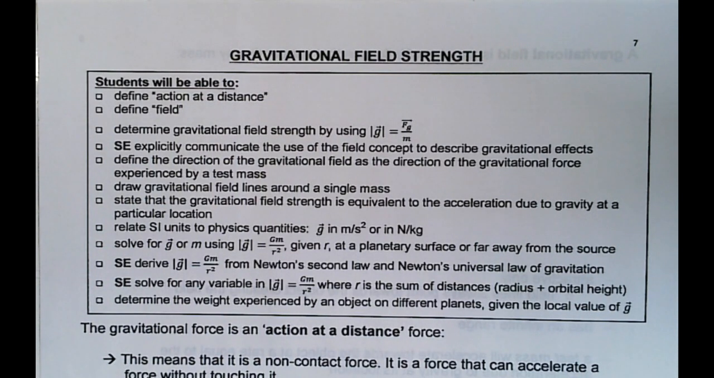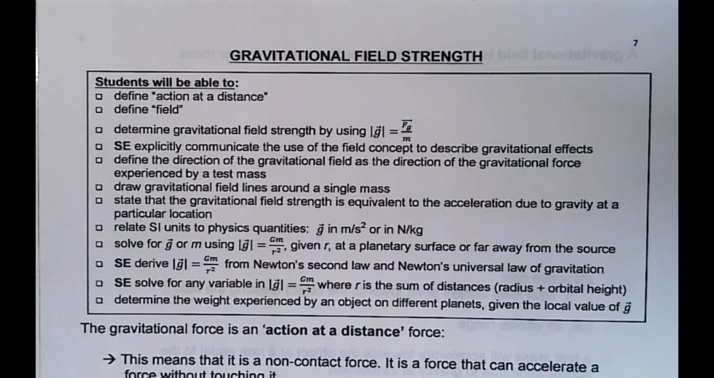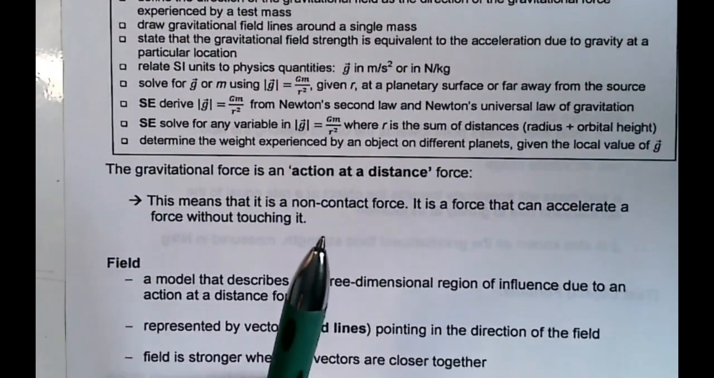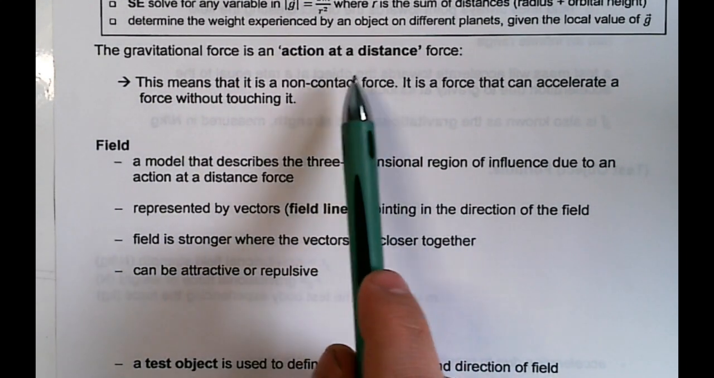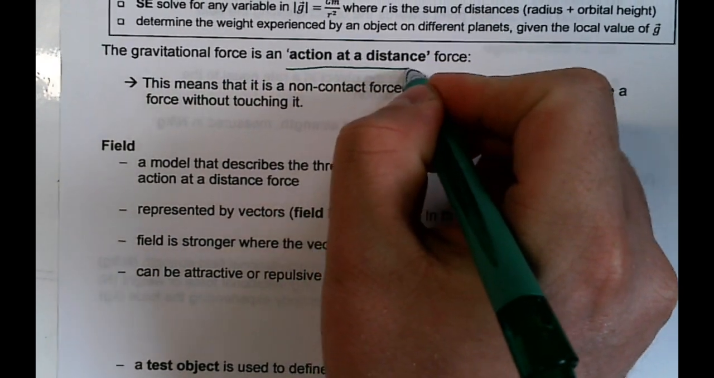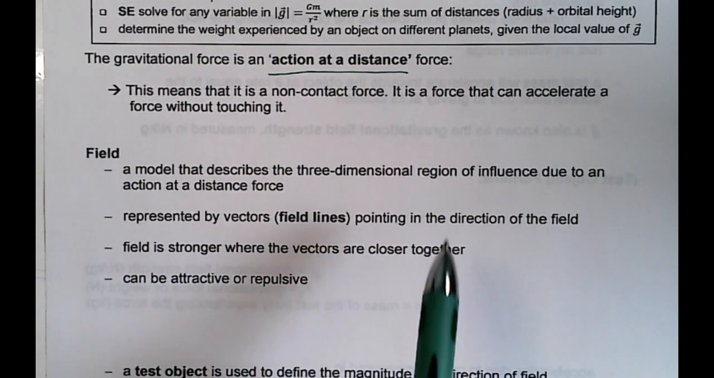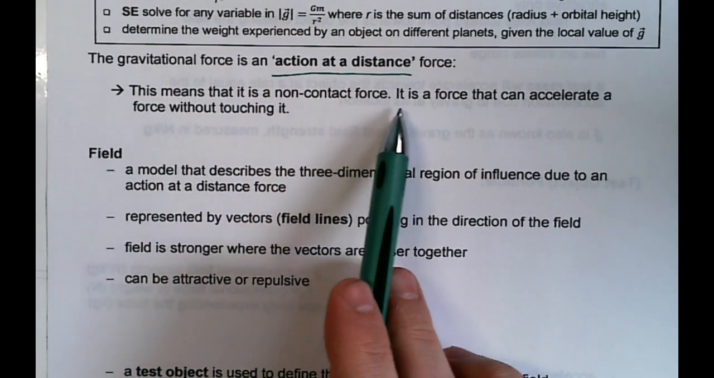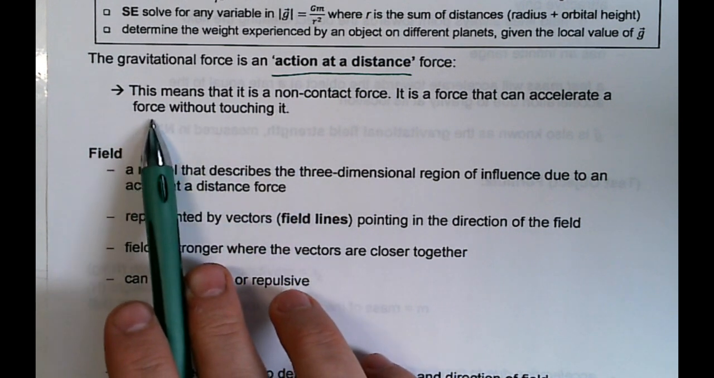Our next topic is going to be on gravitational field strength. Before, we were talking about gravitational force, this is slightly different. Now we're going to be talking about gravitational fields. A gravitational force, which we talked about before, we can call an action at a distance force. That's a fancy way of saying that it's a non-contact force. It's a force that can accelerate another object without touching it.